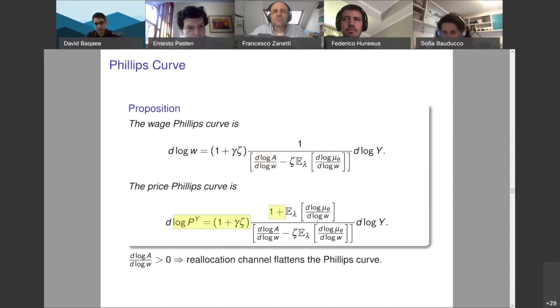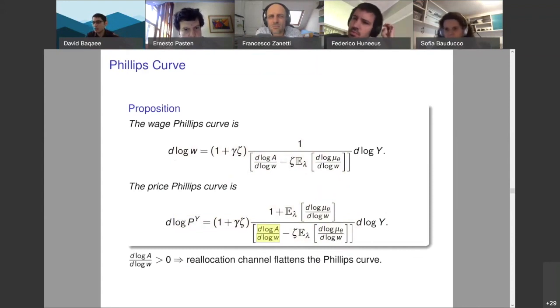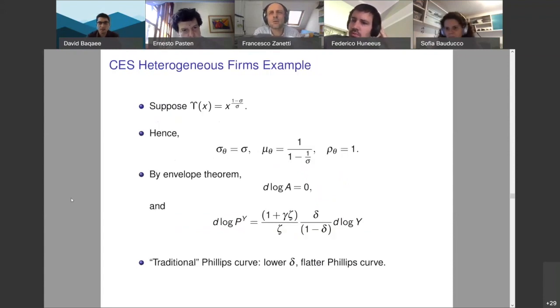And I can do the same thing for the price Phillips curves. And again, the productivity effect shows up in the denominator. So if this is a positive number, the Phillips curve becomes flatter. And so this is that mechanism that I was emphasizing earlier. So now I'm going to do a bunch of different examples just to see what happens.